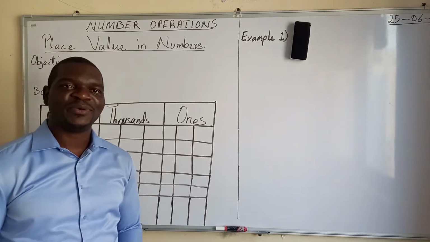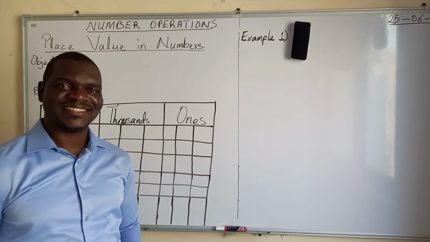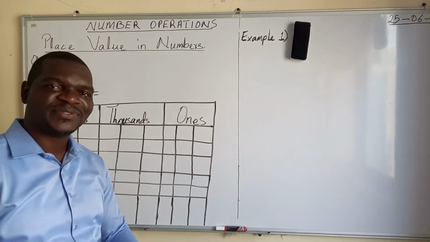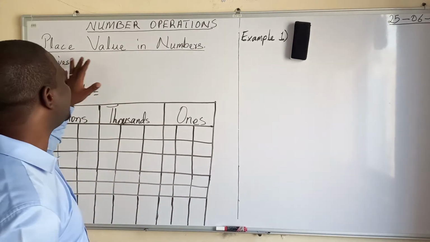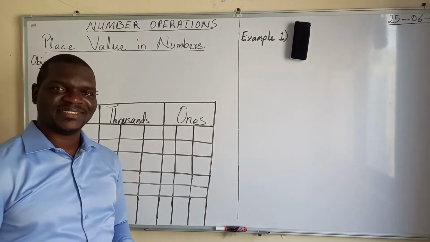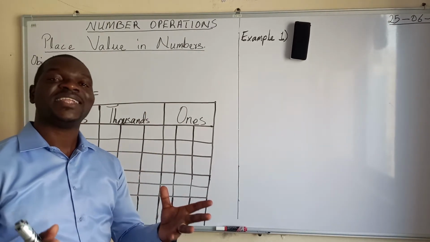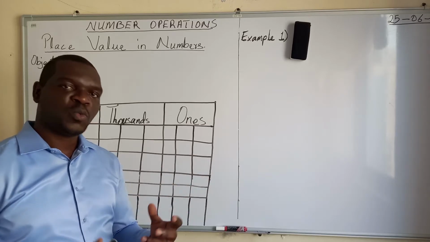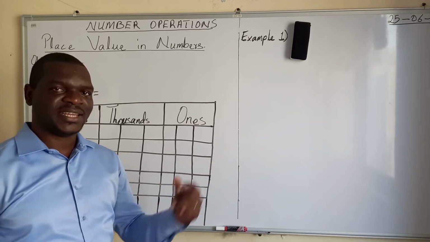Today, basically, we'll be looking at number operations. And in number operations, our lesson for today is place value in numbers. Before we get into the lesson, first, what are the objectives? What do we aim at achieving at the end of the lesson?